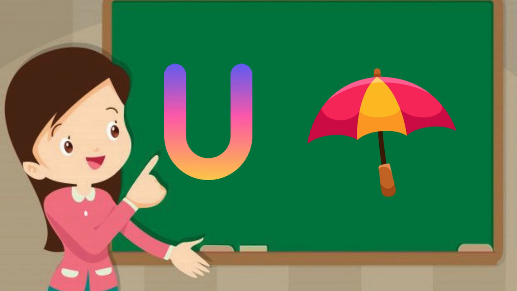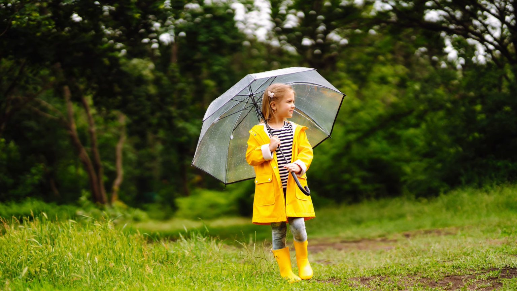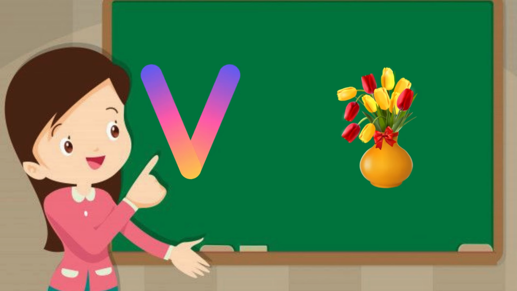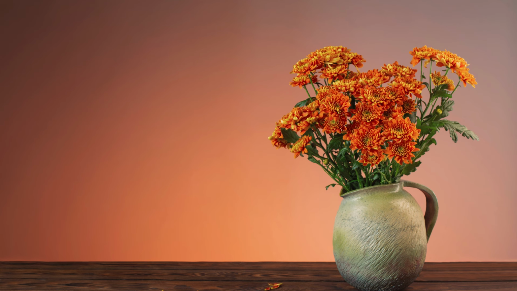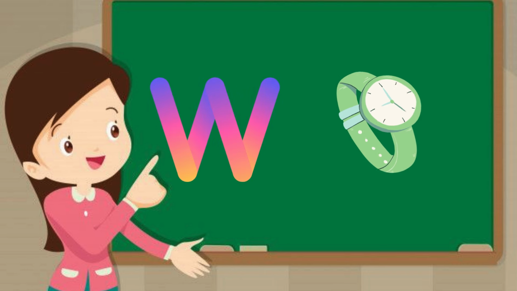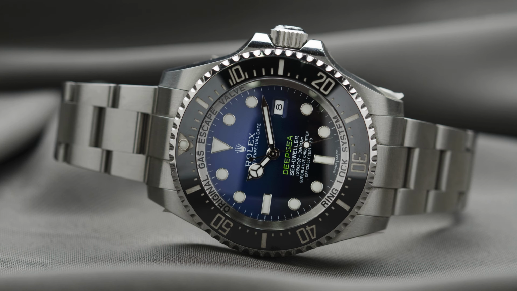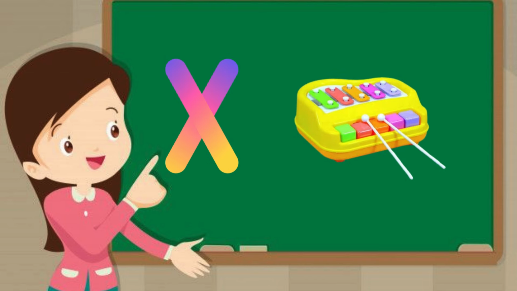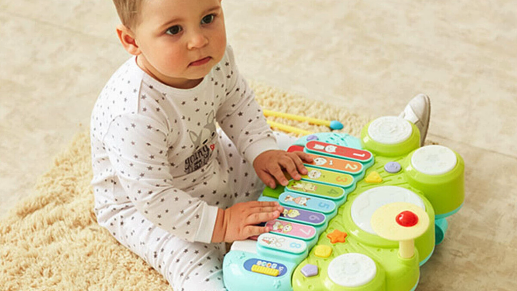U is for umbrella. U, u. Umbrella. V is for van. V, v. W is for watch. Wa, wa. Watch. X is for xylophone. X, x. Xylophone.